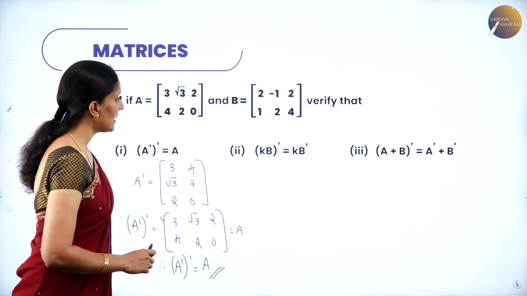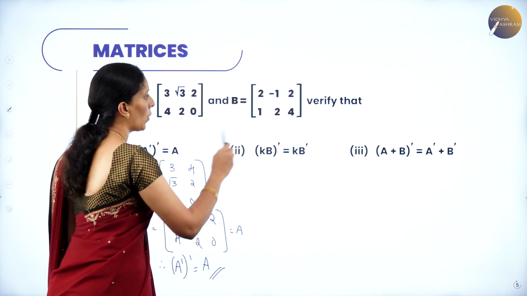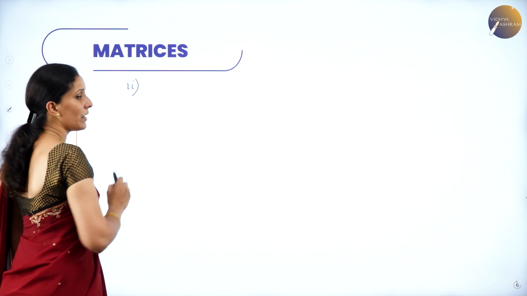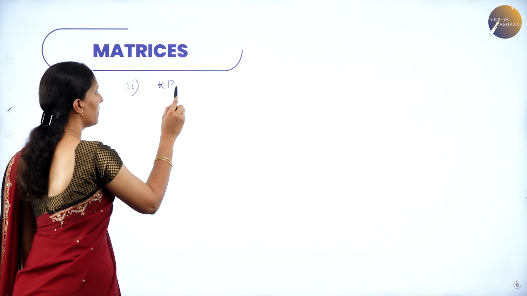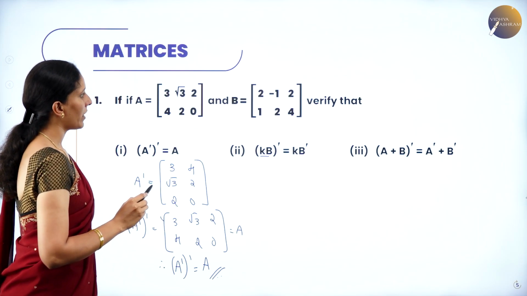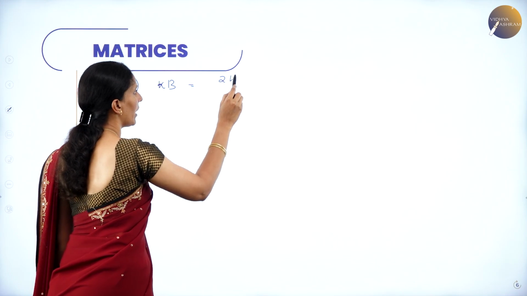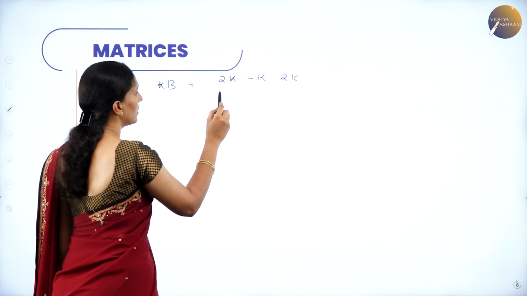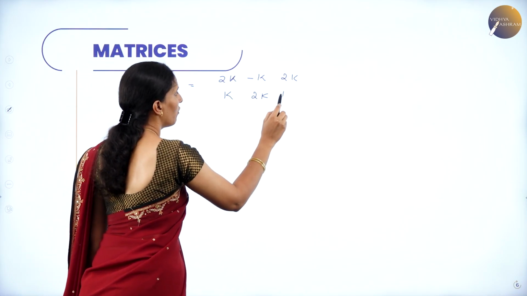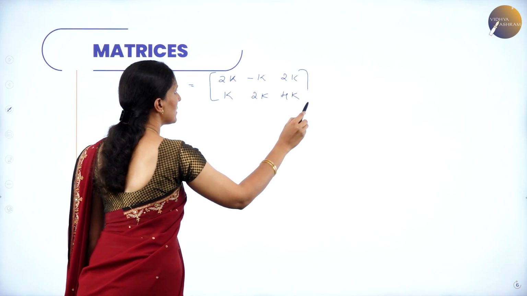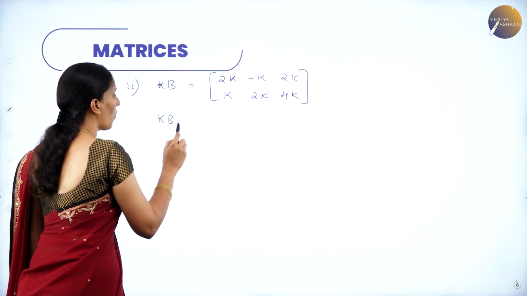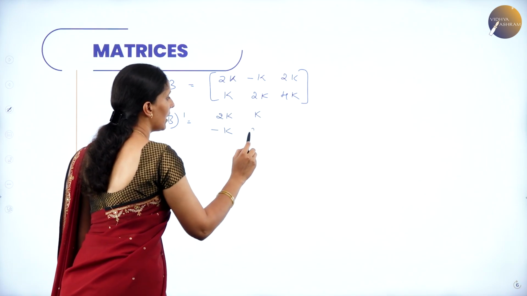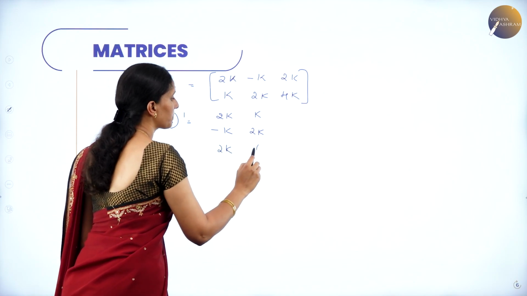Now let's see the second one. We need KB whole dash. So first let us multiply KB. So KB means what happens here? Let's see KB. So KB is here, 2, minus 1, 2 means it is 2K, minus K, 2K. Next we have 1, 2, 4, that is K, 2K, 4K. So this is KB. Now let's take KB whole dash. So then it becomes 2K, K, minus K, 2K, 2K, 4K.